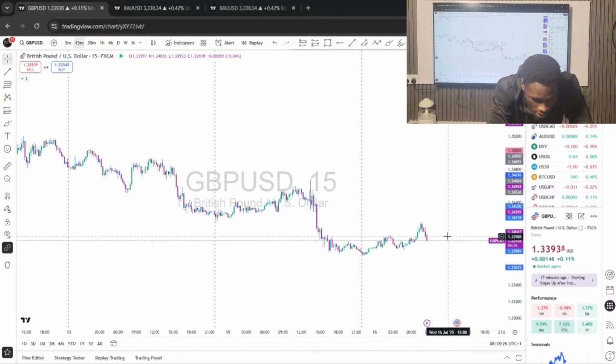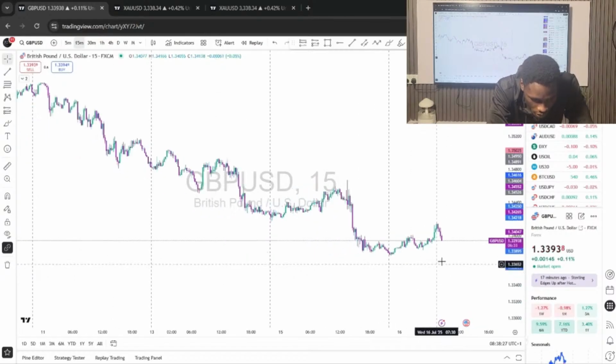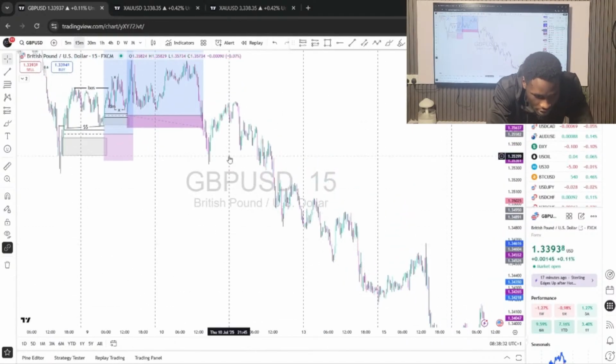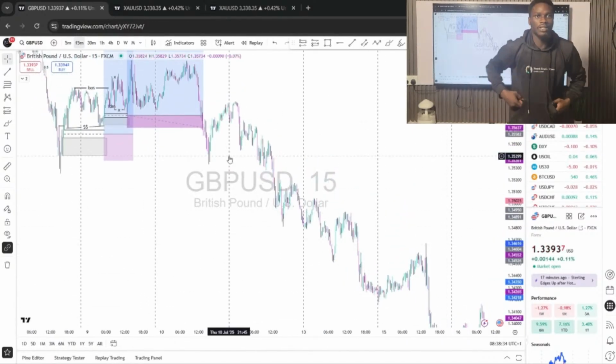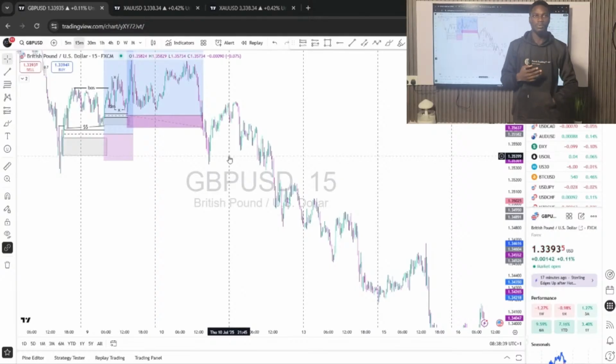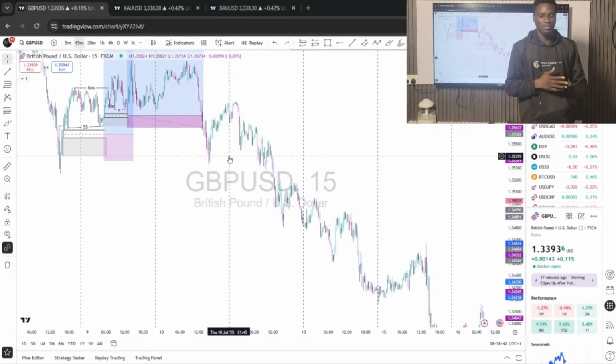There are some sales I capitalized on for GBP USD, but they are not on this particular chart, so I'll be sharing my other charts for us to see how I was able to capitalize on GBP USD last week and even yesterday. So I'm going to be sharing that.